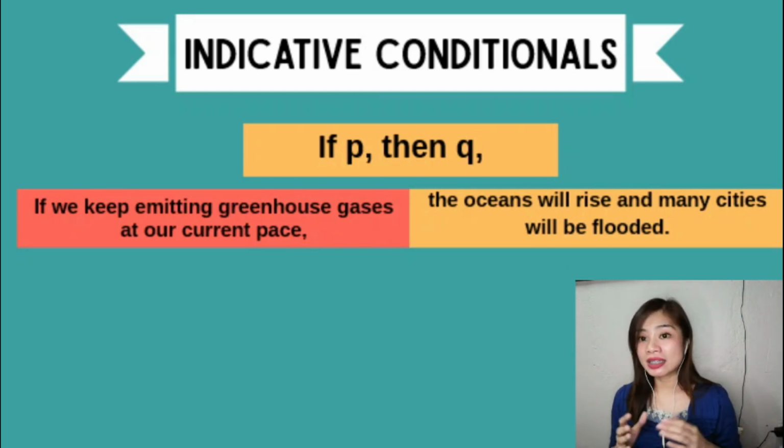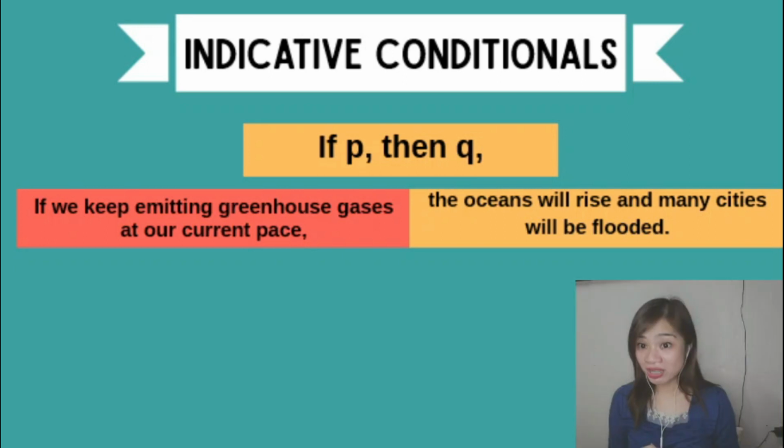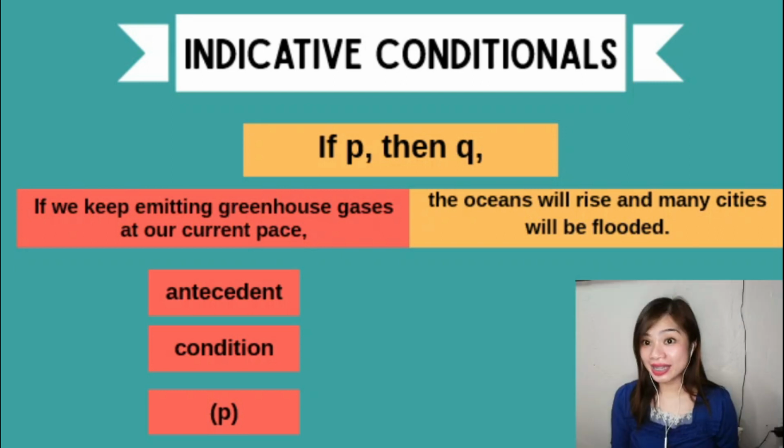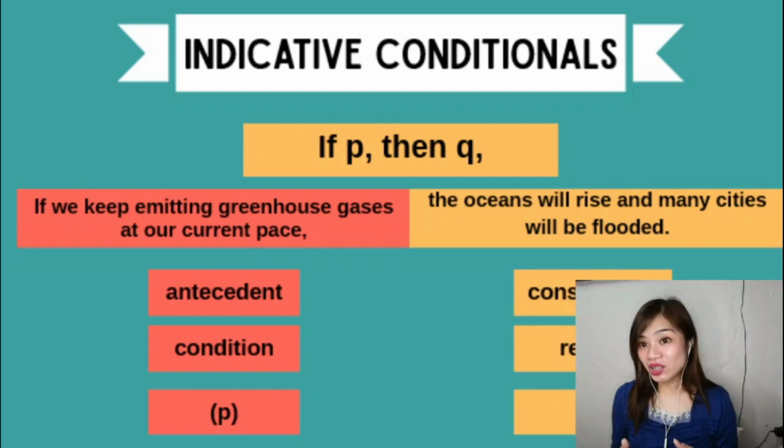Indicative conditionals, that is sentences in the form of if P then Q, or condition followed by the result, are everywhere. We utter them in everyday conversations, in political or legal debates, or in scientific discourse. For instance, if we keep emitting greenhouse gases at our current pace, the oceans will rise and many cities will be flooded. So which do you think is the antecedent here and which do you think is the consequent? That's right. The if clause or the condition is our antecedent, and the main clause or the one that shows the result is our consequent.